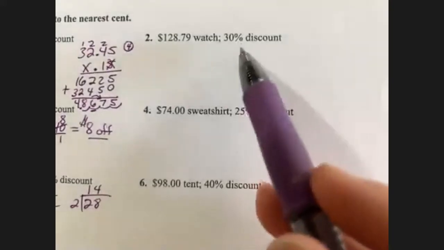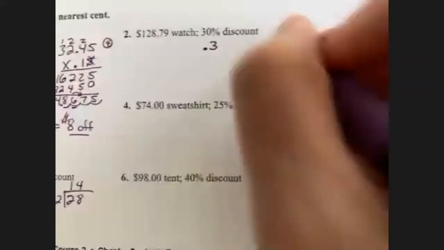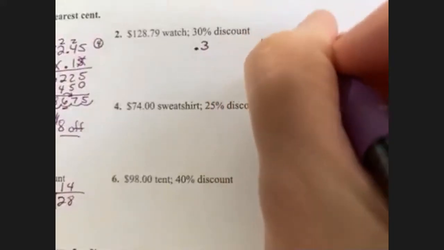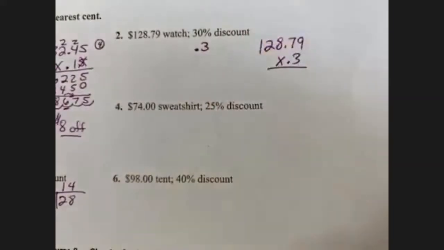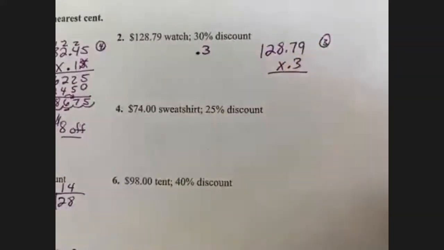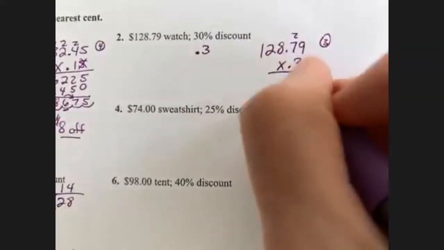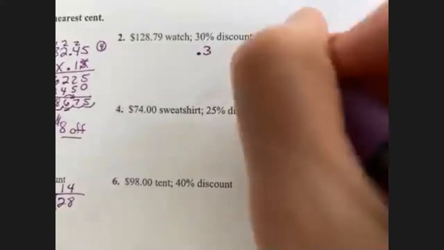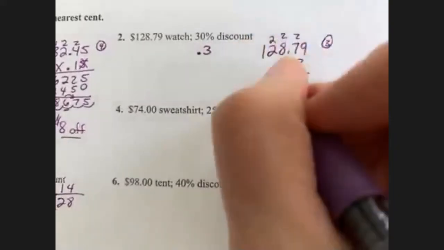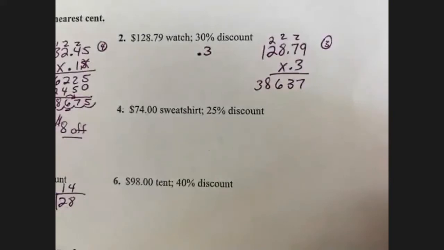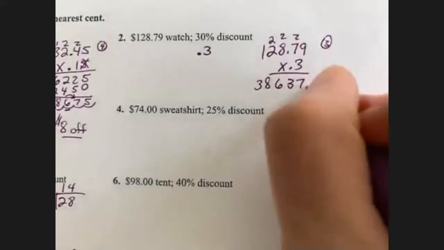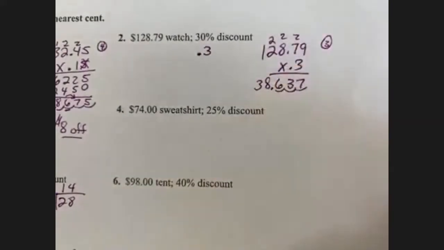This 30% one's not pretty. I would just go ahead and still use the 0.3 and multiply. So it'd be $128.79 times the 3/10 like that. And you get 3 movements. And so that's 27, 23, 24 is 26. 6 and 2 is 8 and 3. And just move your decimal 3 places to the left. 1, 2, 3. So it's $38, and I'm running to the pennies, $38.64.